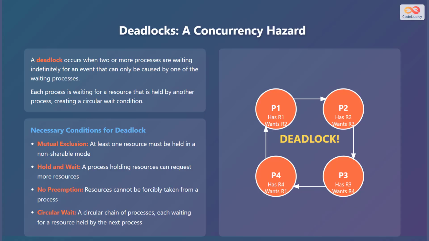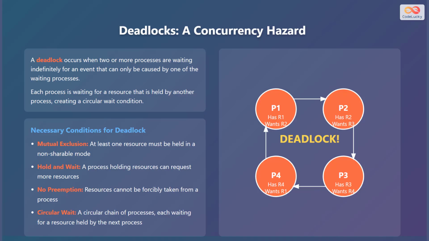A deadlock occurs when two or more processes are waiting indefinitely for an event that can only be caused by one of the waiting processes. Each process is waiting for a resource that is held by another process, creating a circular wait condition. There are four necessary conditions for deadlock.